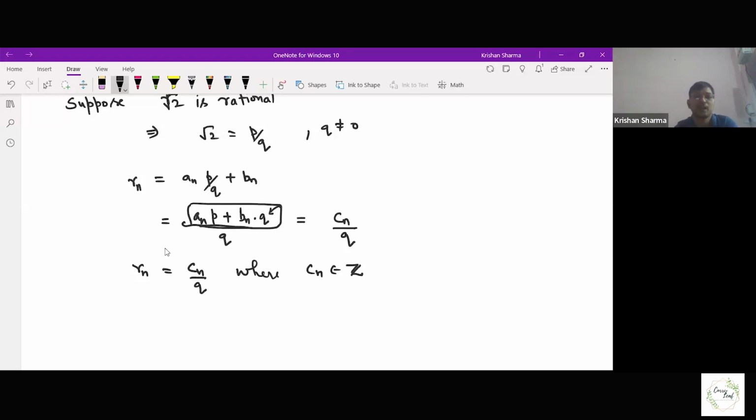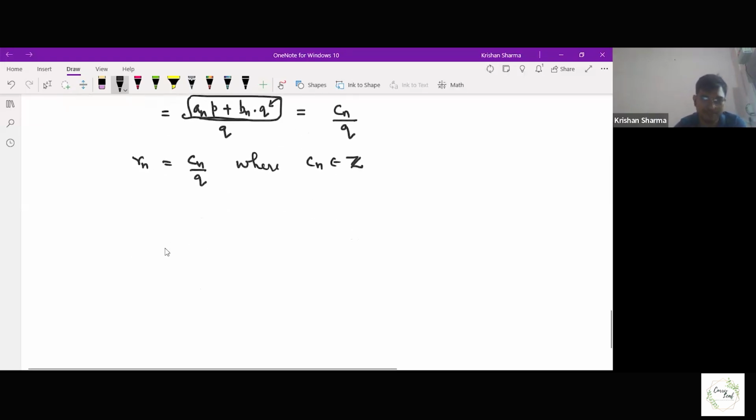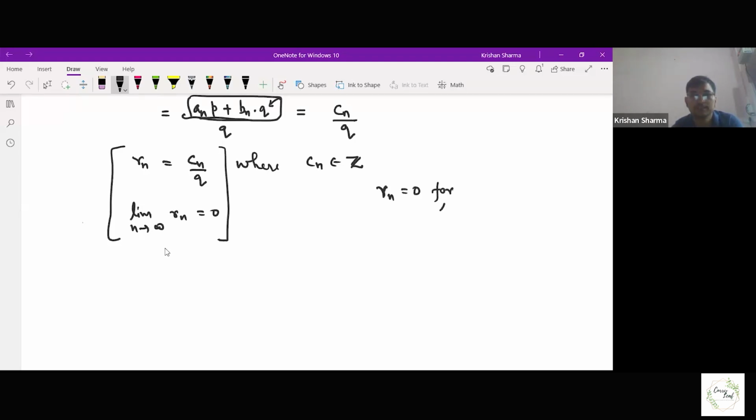Okay. Now the magic of the calculus happens. Using the limit as n tends to infinity of Rn equal to 0, and using these two facts, we will prove that Rn is equal to 0 for some n greater than or equal to capital N. We can easily prove this.